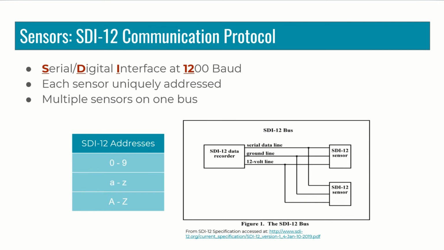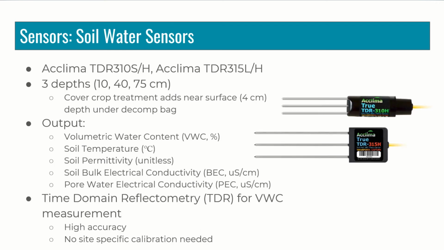The 3TDR310H model sensors are used to measure soil water content at 3 depths. The cylindrical form factor allows it to be glued to a 1-inch PVC pipe to make it easier to install and remove. A fourth soil water sensor is used in the cover crop treatment that is installed horizontally 4 centimeters below the soil surface, right below the residue bag.